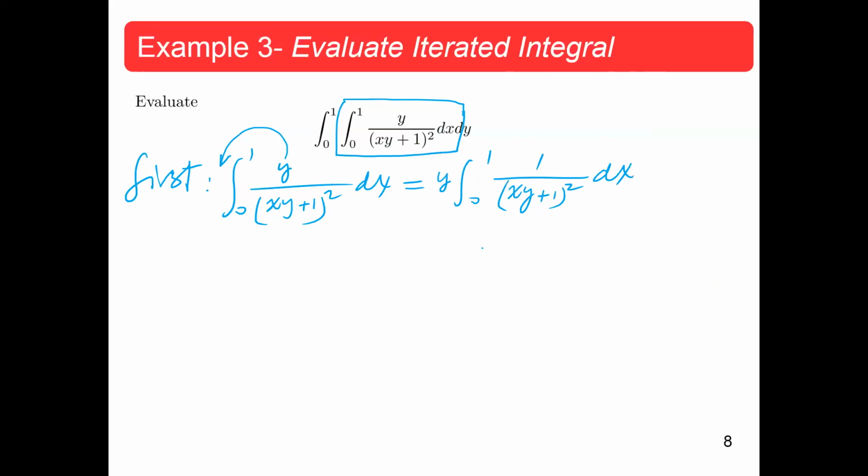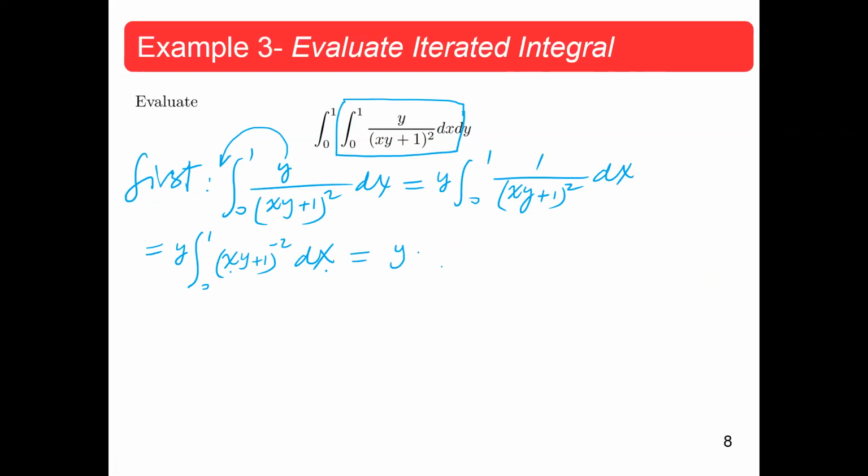Okay, let's think about what's the antiderivative of this. You could make the denominator a negative exponent, so let's rewrite this in terms of a negative exponent. So it'll be y times the integral from 0 to 1 of (xy plus 1) raised to the -2 dx, right? Pay attention that x is your variable.